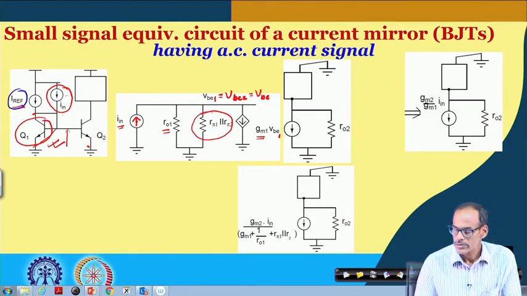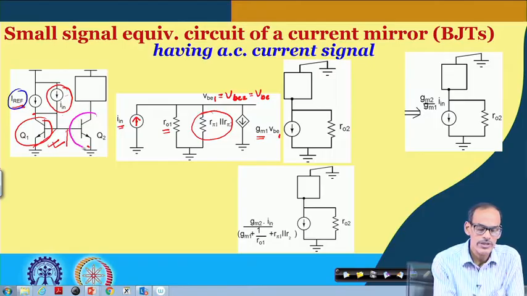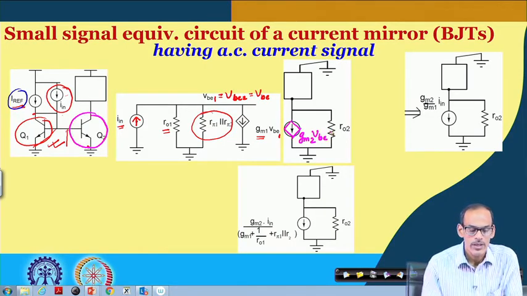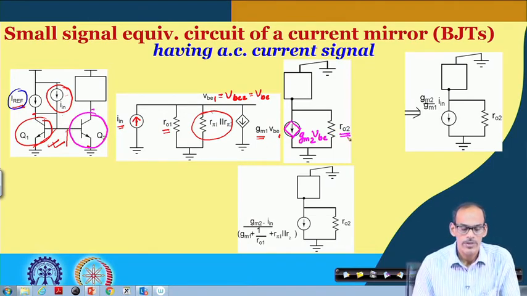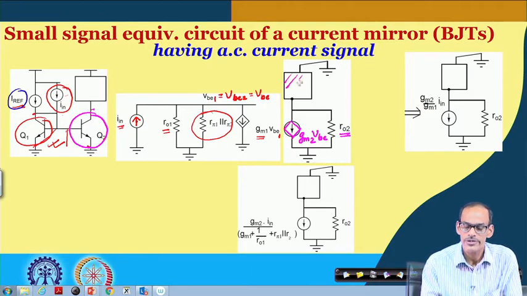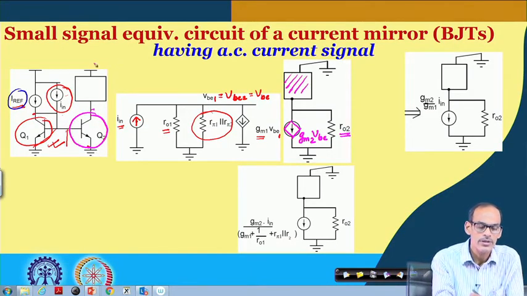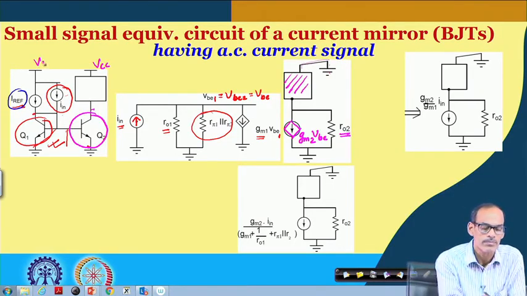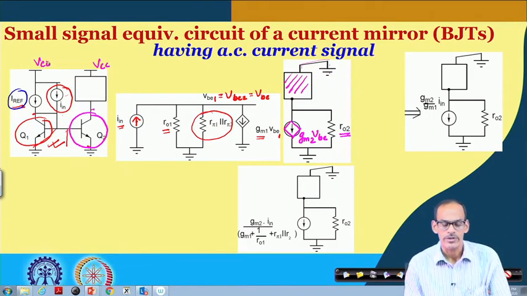On the other side, in the small signal equivalent circuit for Q2, we have a voltage dependent current source. We can say that this is GM2 multiplied by VBE, and then its collector to emitter resistor RO2, and then we have the small signal equivalent circuit of the application circuit, and this VCC now is connected to ground in the small signal equivalent circuit.